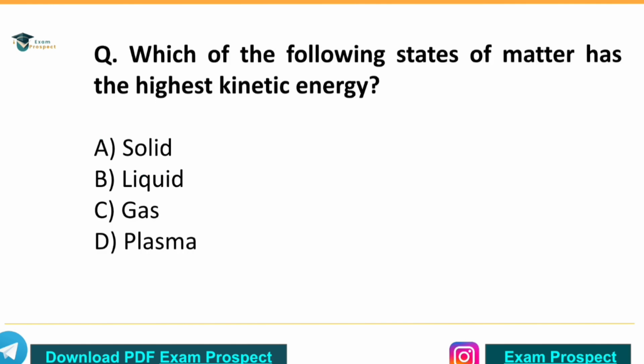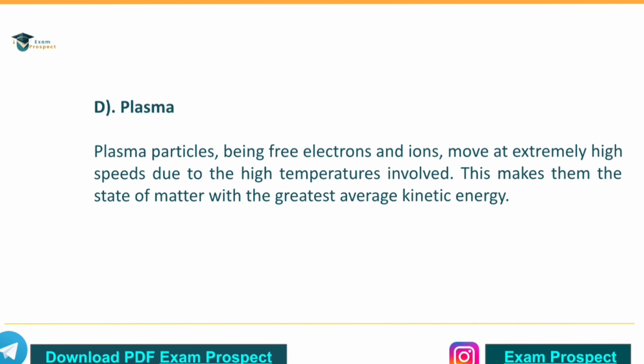Next question, which of the following states of matter has the highest kinetic energy? The correct answer is option D, plasma. Plasma particles, being free electrons and ions, move at extremely high speed due to the high temperature involved, and this makes them the state of matter with greatest average kinetic energy.